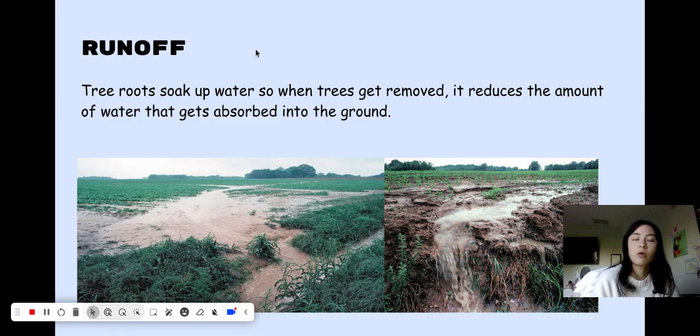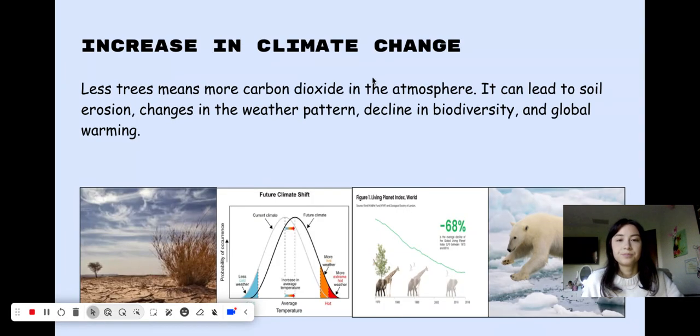Runoff. Tree roots soak up water, so when you take out a lot of the trees, you get more water on the surface. It's not going to absorb into the soil as well.